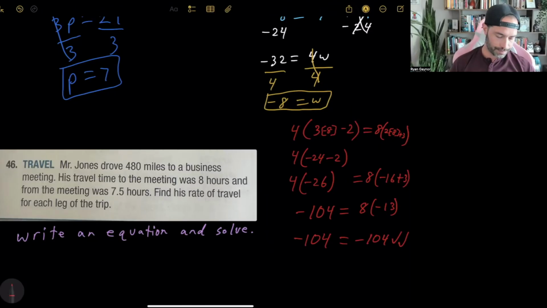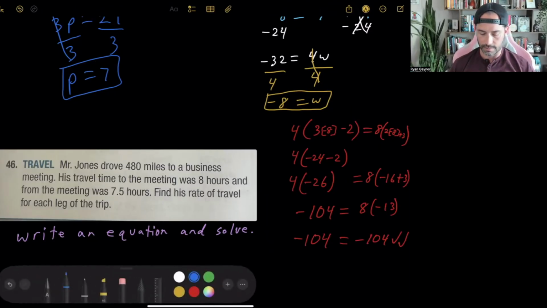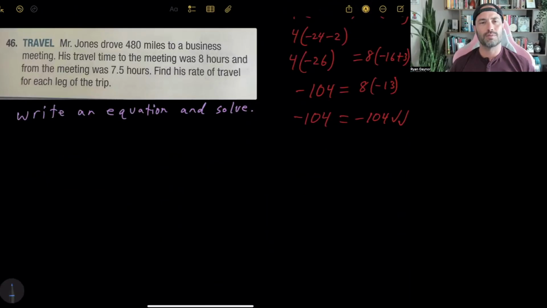This is a word problem. Let's rock and roll. So we got a travel problem. Mr. Jones drove 480 miles to a business meeting. That's a long drive for a business meeting. This is obviously before Zoom or FaceTime. Anyway, his travel time to the meeting was 8 hours. And from the meeting was 7.5 hours. So again, his travel time there took him 8 hours. His travel time on the way back, there was a little less traffic, took him 7.5 hours.